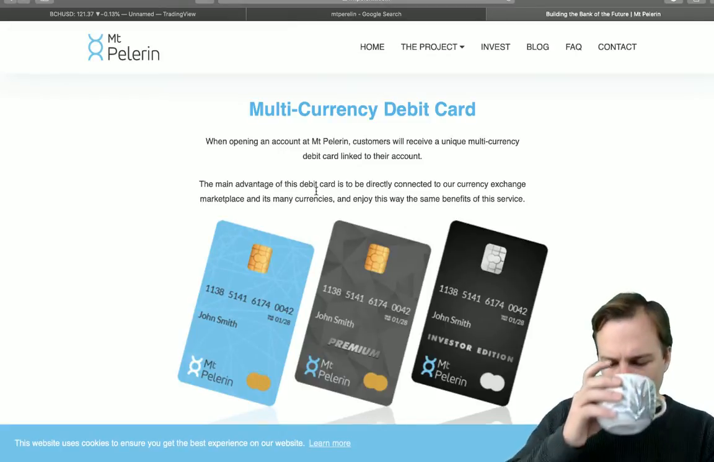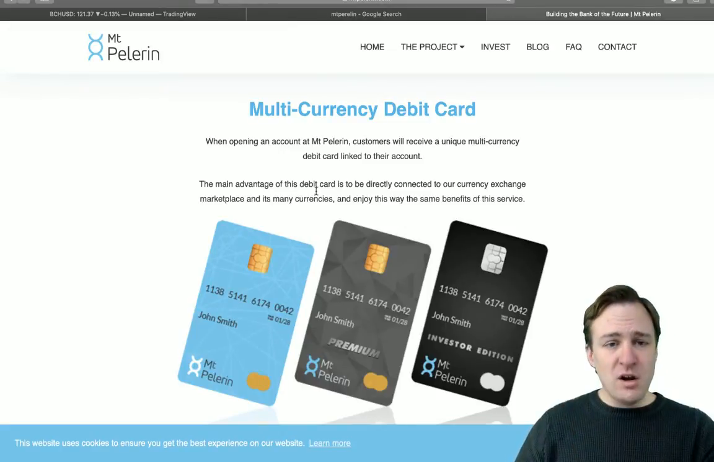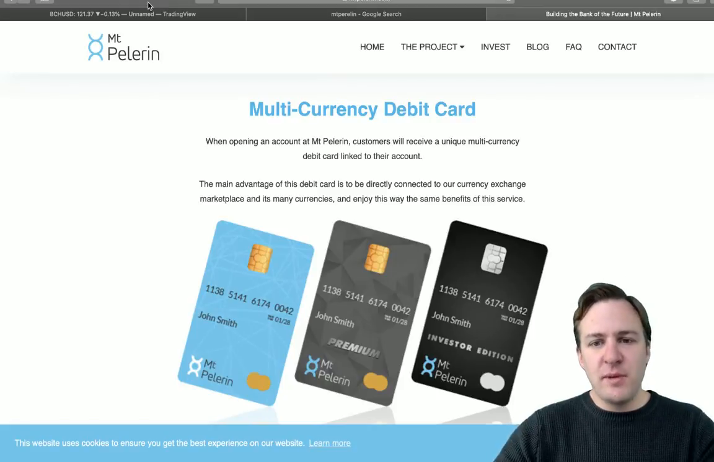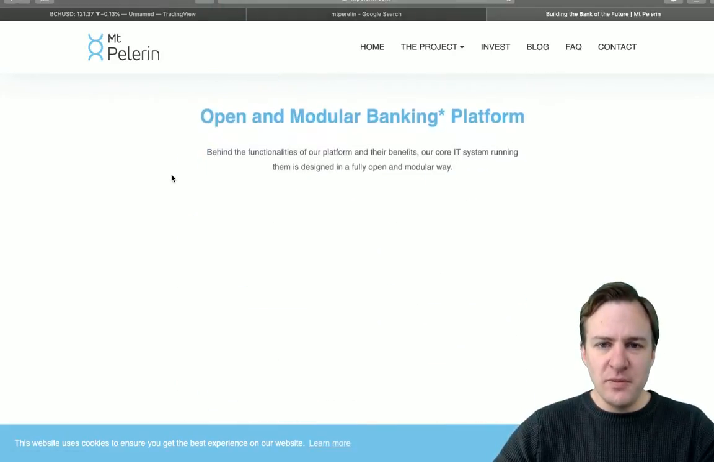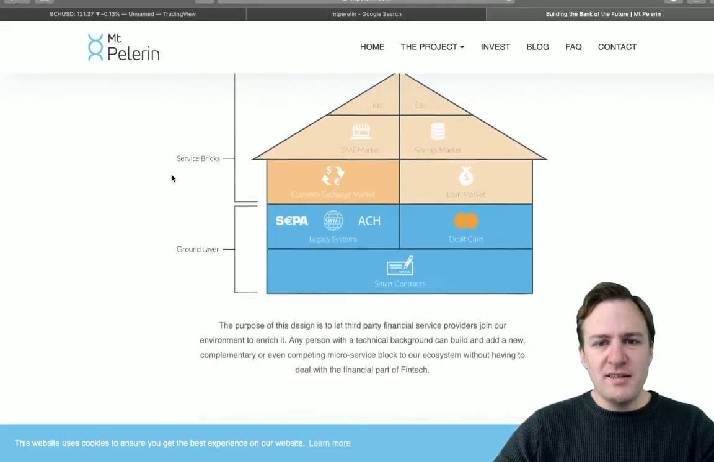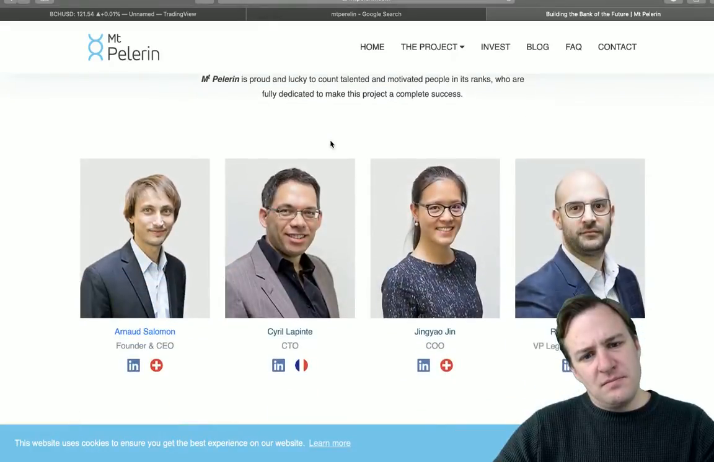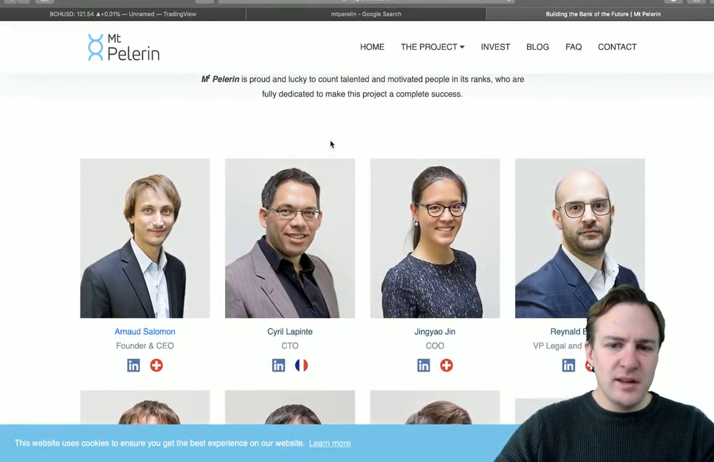I was reading through, and all of it is dependent on them getting their Swiss banking license, which is going to take about a year at least. End of 2019, 2020 is when they're looking at. I haven't really looked at the team. I was just looking at the idea.